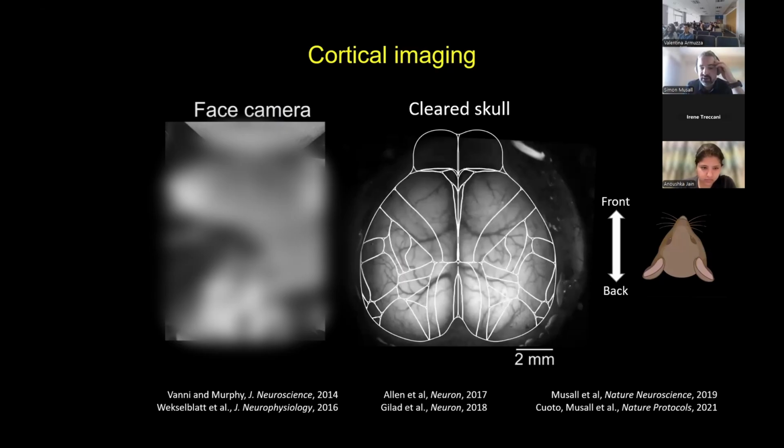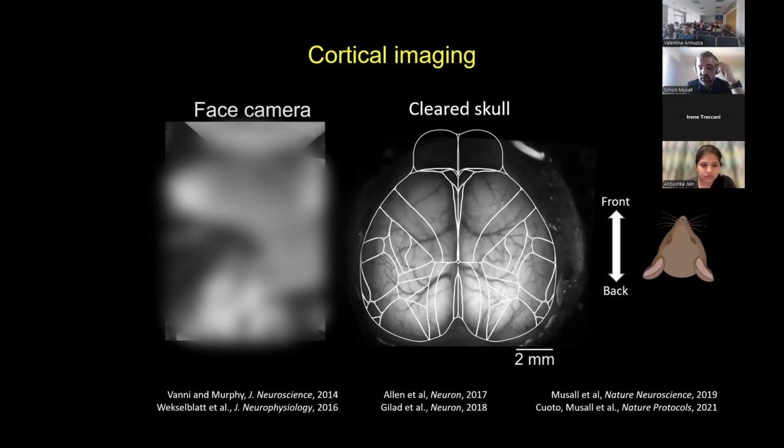And when we overlay this field of view with an atlas of the mouse brain, where we can see the location of different brain regions, you can appreciate that with this field of view, we basically see the entire cortical surface.